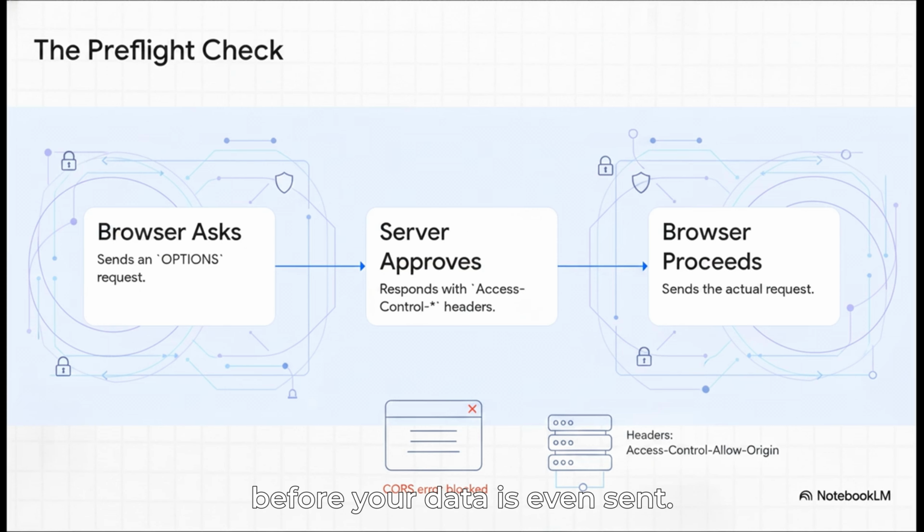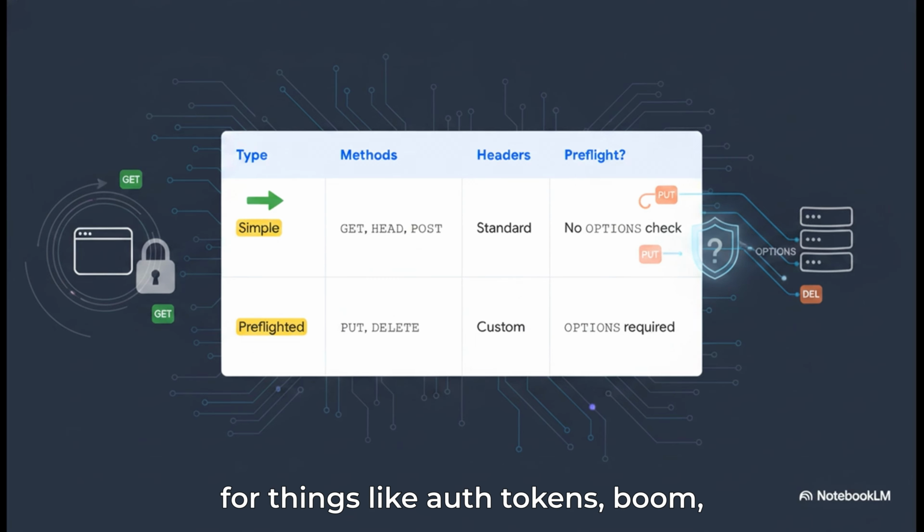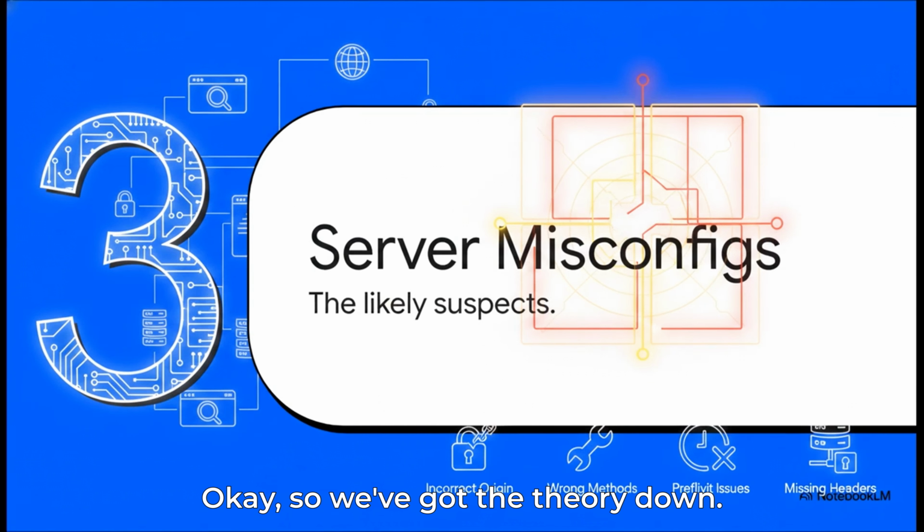And this chart breaks down when that happens. Simple GET requests usually don't need this preflight check. But as soon as you use methods like PUT or DELETE, or if you add any custom headers for things like auth tokens, boom, the browser automatically triggers this preflight handshake. This is exactly why you sometimes see two requests pop up in your network tab for a single line of code you wrote.